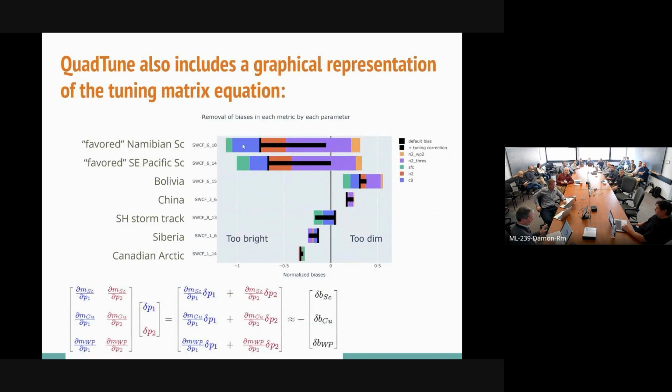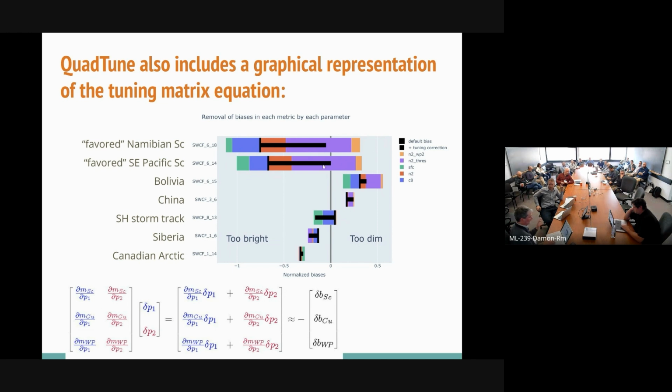These are the 2 stratocumulus regions that QuadTune really wants to match, and Bolivia is this other region. The key thing is that the sensitivities to the parameters are proportional to each other. They're similar. So that orange is like this orange, so that parameter behaves similarly. It dims. That purple is like this purple, dims. That red is like that red. This blue is brightening like that blue. That green is like that green. So all the parameter sensitivities are the same sign, with proportional magnitudes.